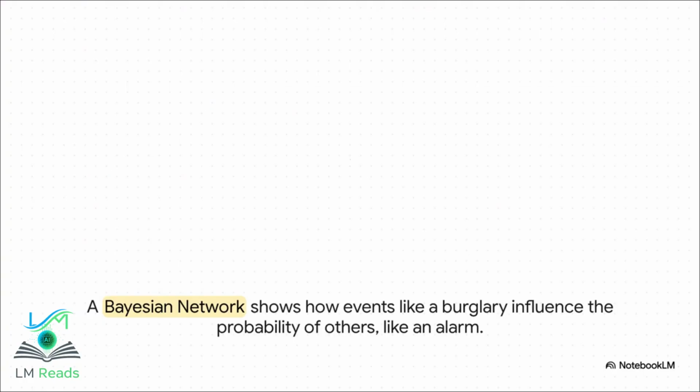To handle all this uncertainty, our agent uses something called a Bayesian network. The best way to think of it is as a map of cause and effect. Instead of saying a burglary causes an alarm, the network says a burglary increases the probability of an alarm. It's this whole web of connections where each event can influence the likelihood of others.